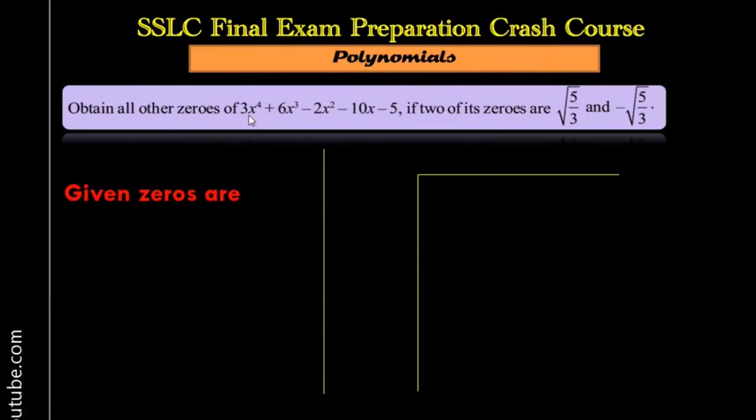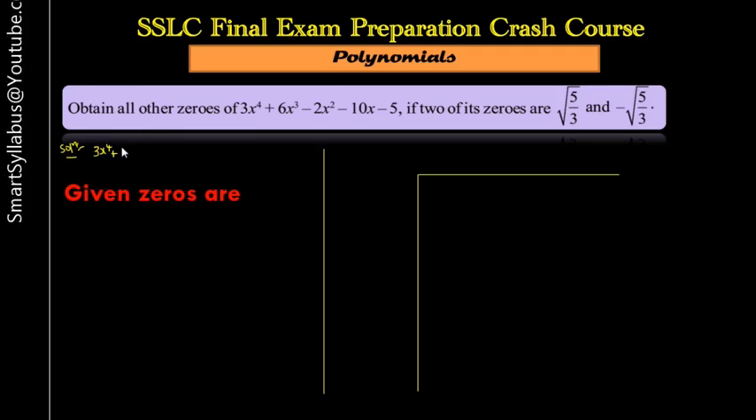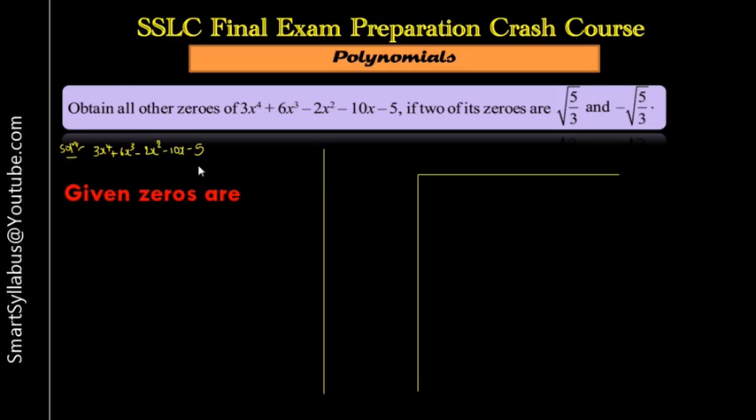Okay, obtain all the zeros of 3x raised to 4 plus 6x cubed minus 2x squared minus 10x minus 5, if two of its zeros are square root of 5 by 3 and minus square root of 5 by 3. Okay, first we write the given equation in the solution part. Solution. Given polynomial is 3x raised to 4 plus 6x cubed minus 2x squared minus 10x minus 5. This is the polynomial. Now of this polynomial, two zeros are already given.